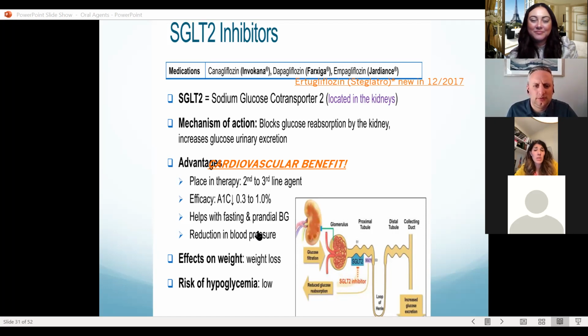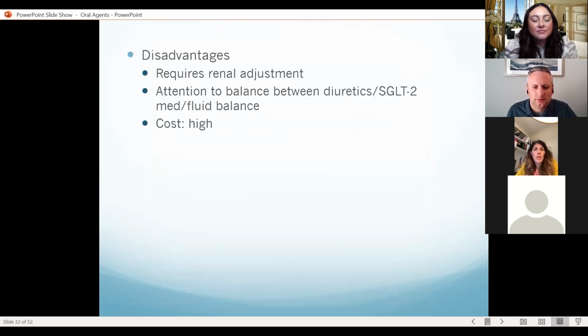So weight loss is great with this drug, and the blood pressure lowering is also great because remember, in our type 2 patient population, we really want blood pressure targets to be different and lower. The target in patients with type 2 is less than 130/80. So you can hit multiple birds with one stone with your SGLT2 inhibitors. The risk of hypoglycemia is very low with this class of drug, which is also wonderful. Next slide, please. The disadvantages: requires renal adjustment. Certainly being attentive to the balance between the patient's other diuretics.